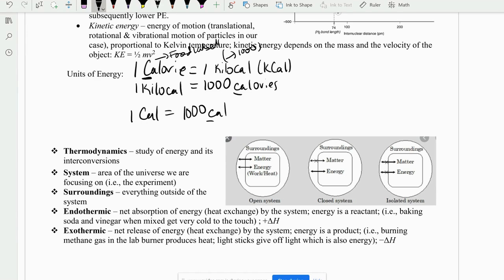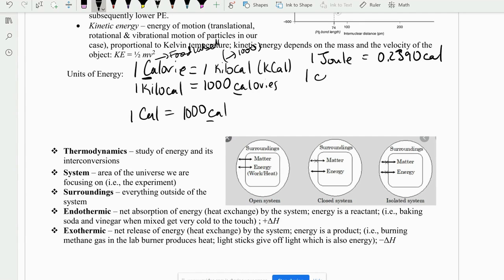But the big unit in chemistry is a joule. And so 1 joule, and you spell it as Joule, is equal to 0.2390 little calories. So a joule is a measurement of energy, and that is the most common and what we're going to see the most here in our concepts that we're learning.